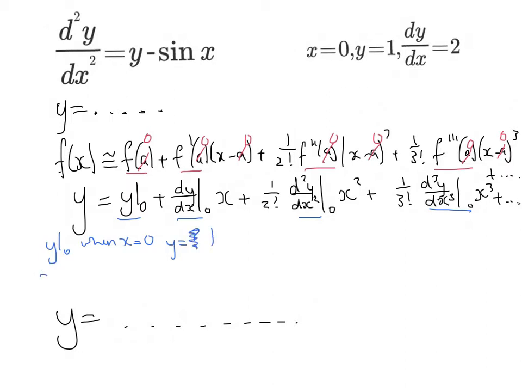What about the next ingredient? dy by dx at the point naught. And that's saying when x is naught, what is dy by dx? And again, I've been told, hooray, it's 2. So that's that done and that done already.